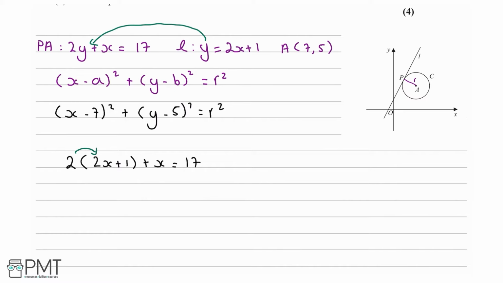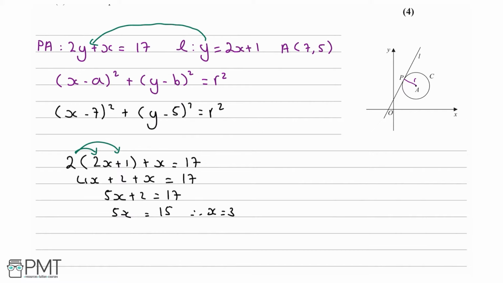So 2 times 2x is 4x. 2 times 1 is 2. So 4x plus 2 plus x equals 17. 4x plus x gets us 5x plus 2 equals 17. Subtract 2 from both sides, so we get 5x equals 15, and therefore our x coordinate equals 3.